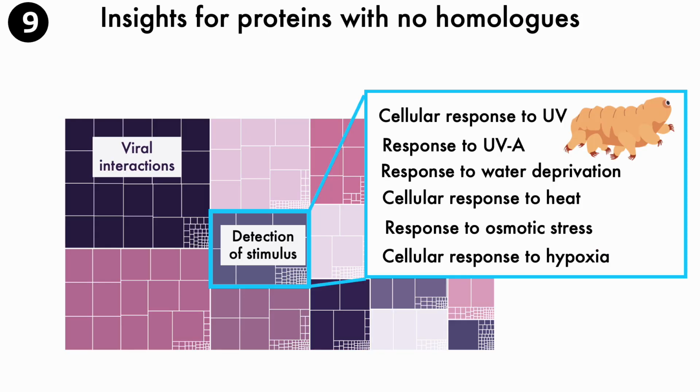Another way is to look at the insights for proteins with no homologs. We have here the tardigrade, and we have an overrepresentation of terms that are related to the resistance of this animal, such as cellular response, cellular response to heat, and so on. These terms are associated with genes that have no homologs anywhere else, so we can take them and then run certain experiments.